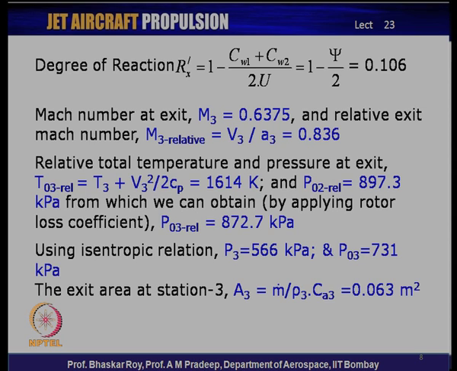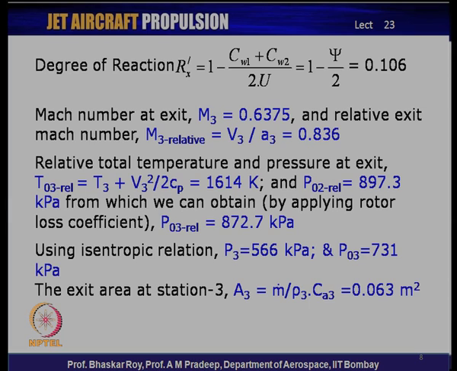The relative total temperature and pressure at the exit can also be computed to complete the calculation, and we get T03 relative as 1614 K and P02 relative as 897.3 kilopascals by applying the rotor loss. I need to mention very clearly here that the rotor loss coefficient that was prescribed should be applied across the rotor on a relative frame.